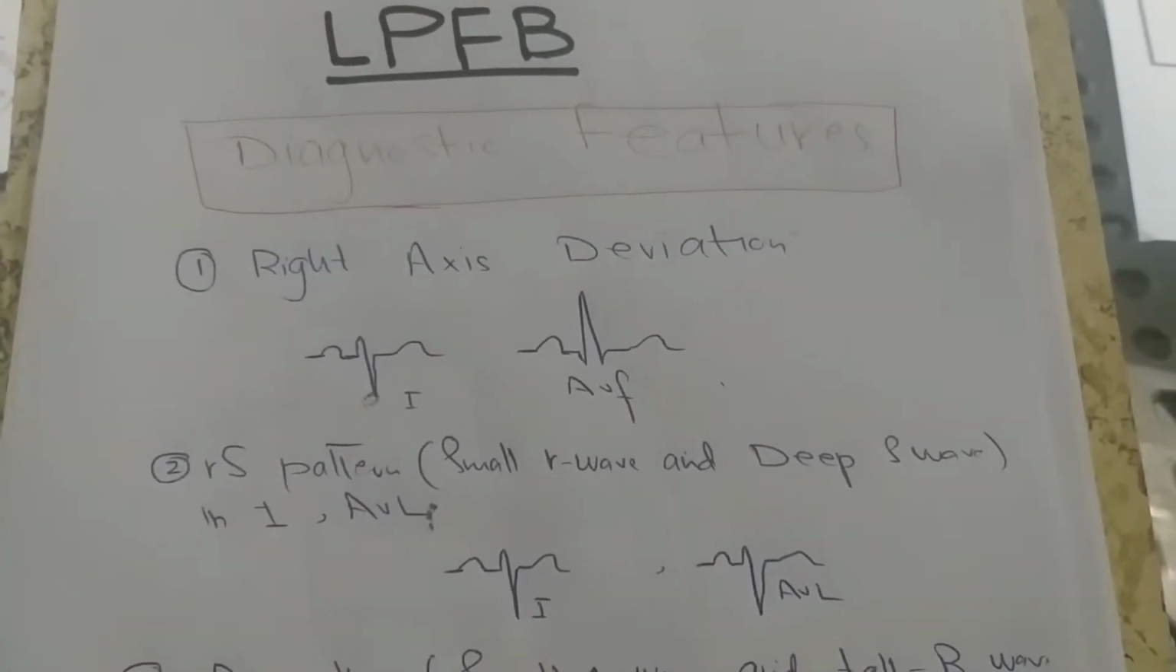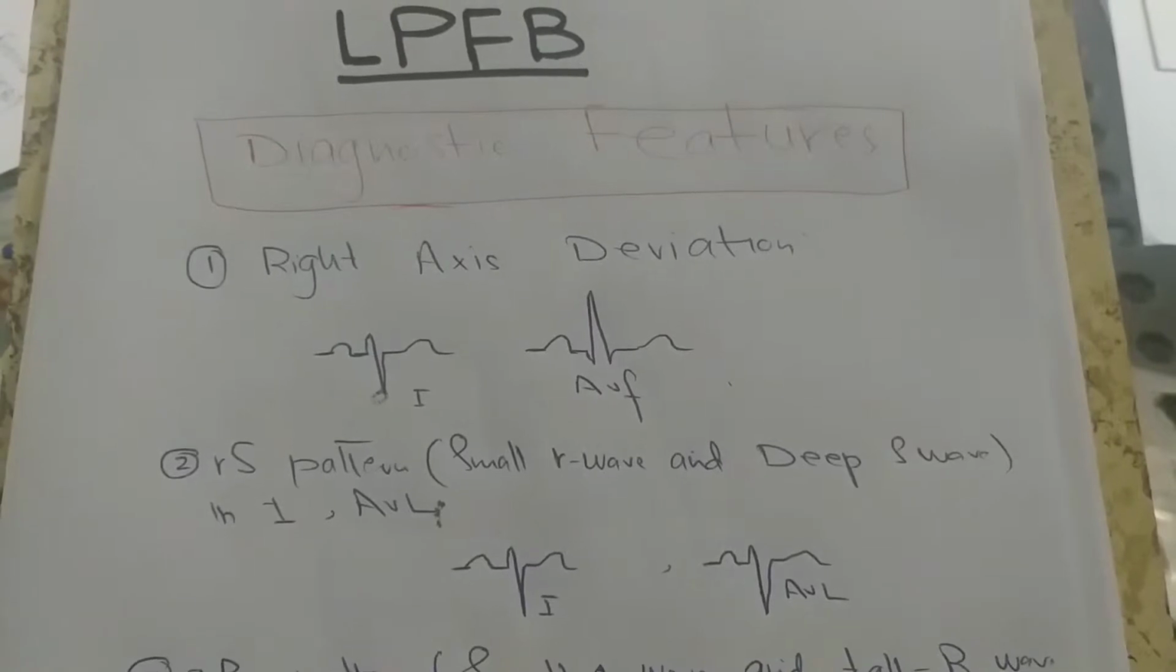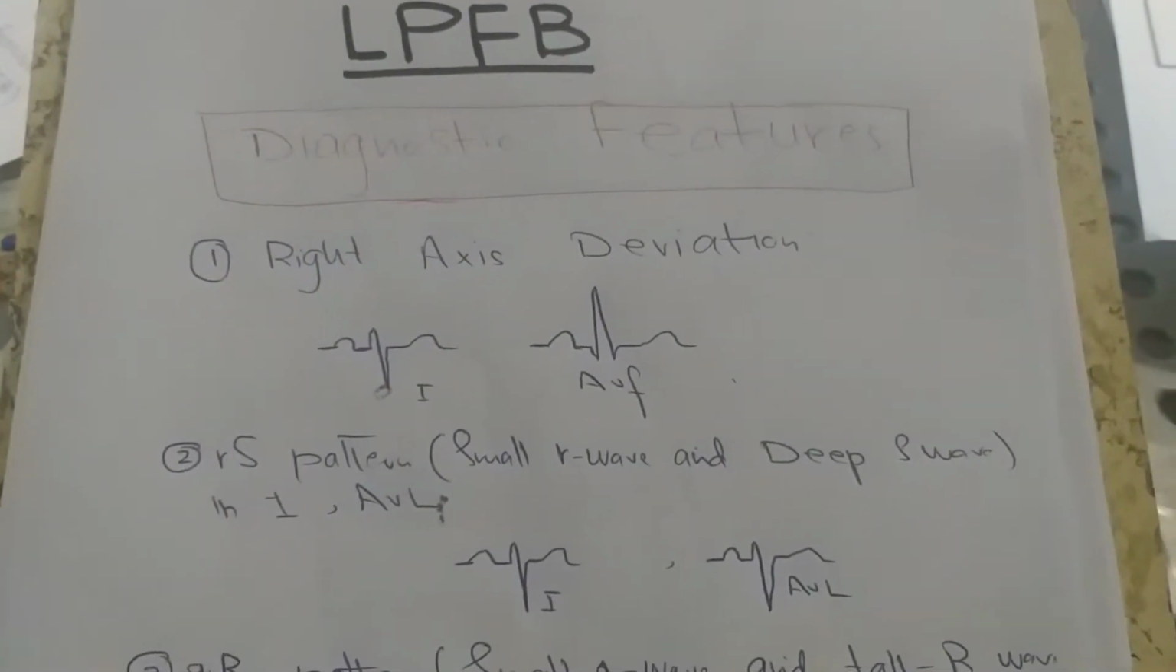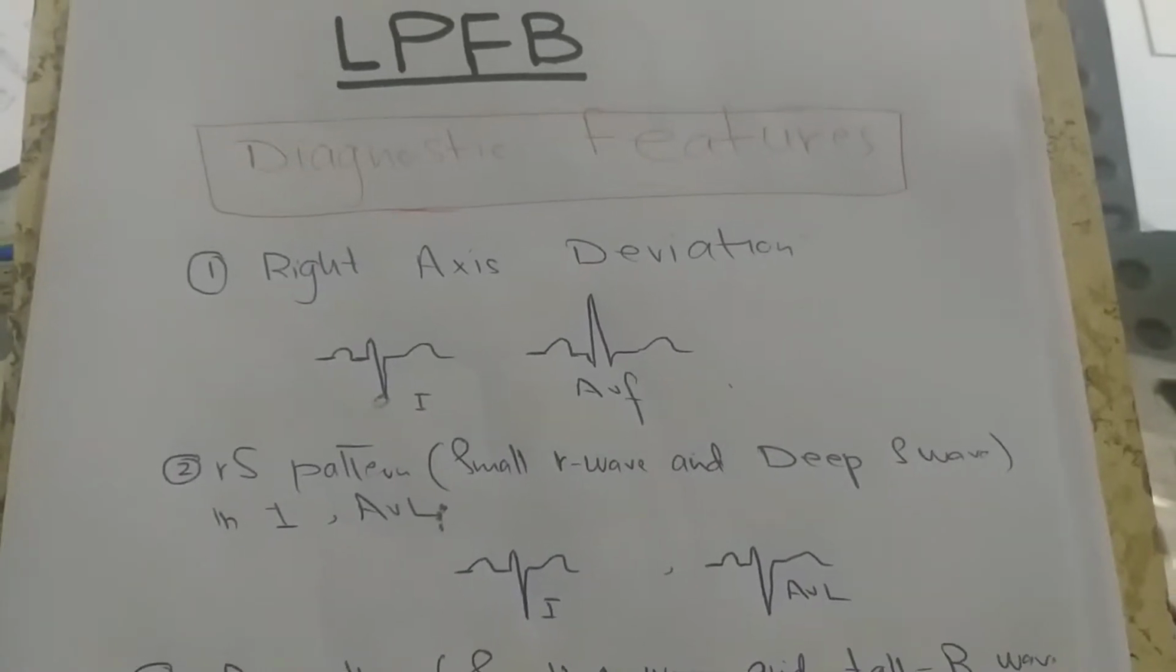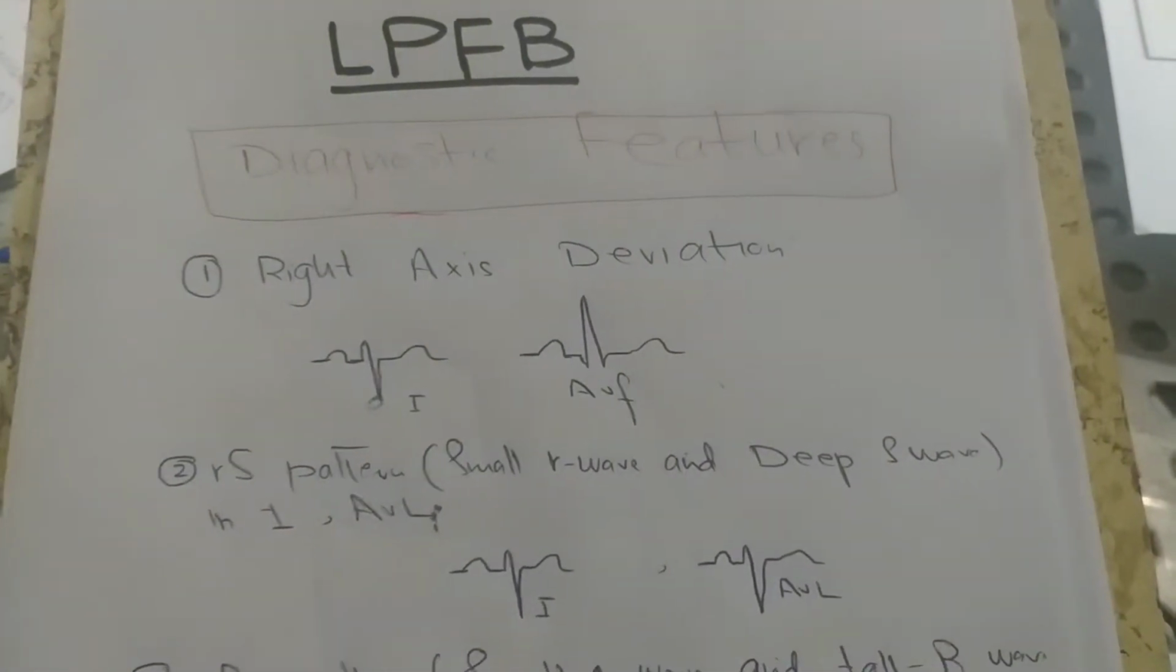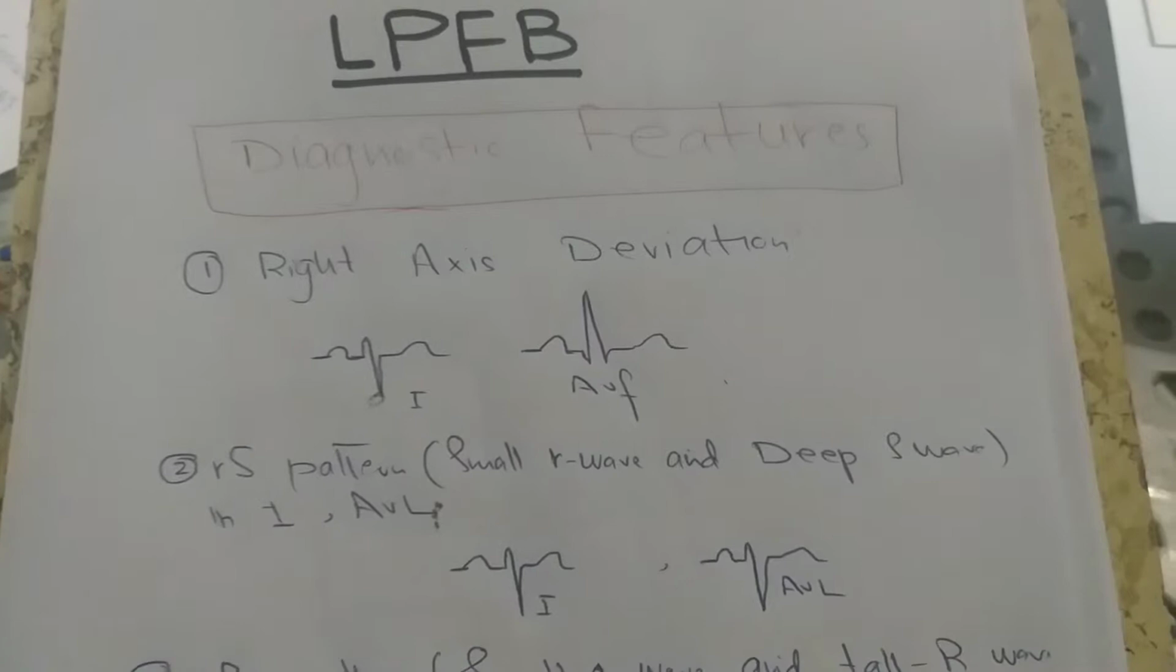One is that there is a right axis deviation where lead 1 is negatively deflected and AVF is positively deflected, and this axis falls somewhere between positive 90 to positive 180 degrees. That is the right axis deviation.